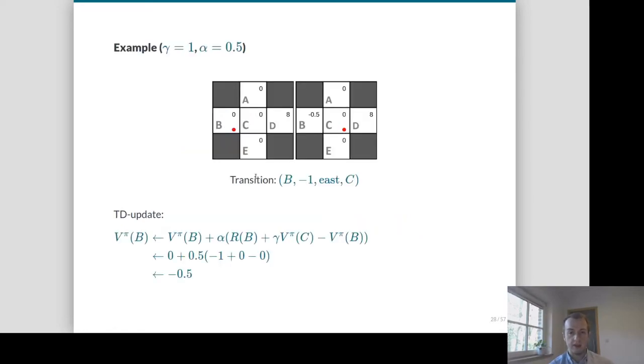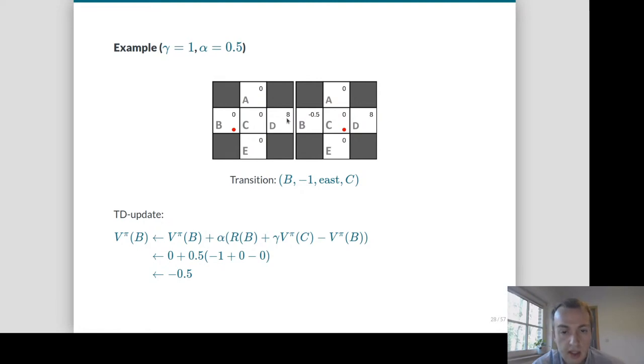All right, so let's apply that again to our environment with the five states. Here we'll still assume that gamma, the discount factor, is equal to 1, and we have an additional parameter alpha, which is the learning rate, and we'll fix it to 0.5. When you run TD learning, you update the V values at each transition that the agent experiences, right? So we could say that the agent is currently in state B, and its current estimate is 0 for all states, but 8 for D.